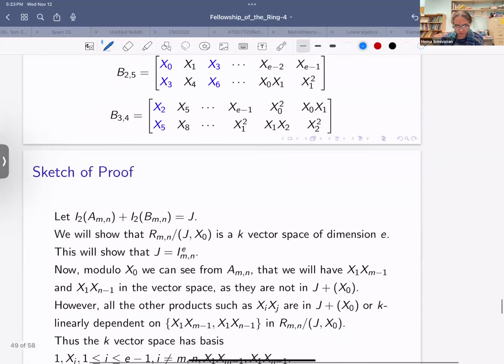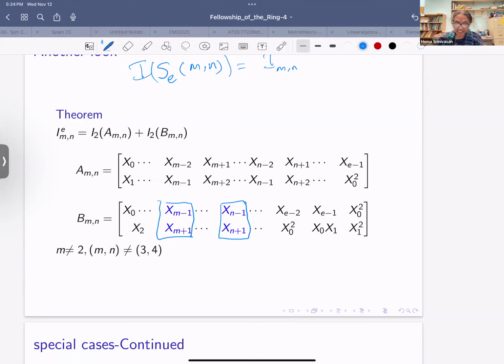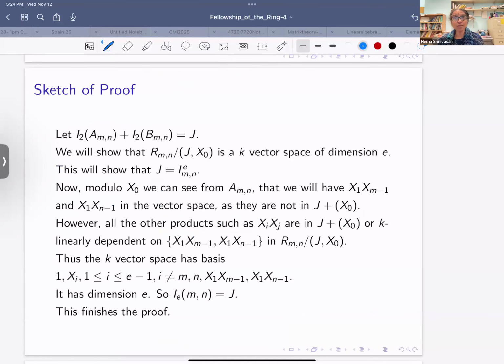So look at these guys. When you look at it modulo x naught, forget about this one, look at this one. Everybody will be there except this x1, xm minus 1. So we need to add that x1, xm minus 1 and x1, xn minus 1. And then once you added that, the rest of them are going to be there, linearly dependent, because they are in a vector space. So my vector space will have 1, of course, as a basis, and all of those xi's not equal to m and n, and these two extra guys, x1, xm minus 1, and x1, xn minus 1.